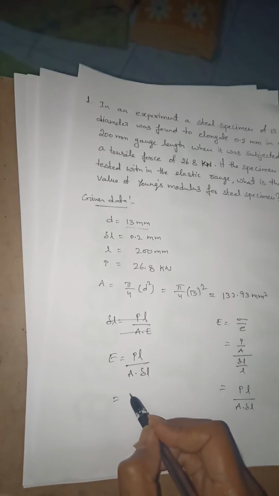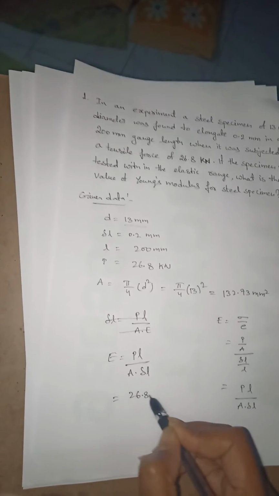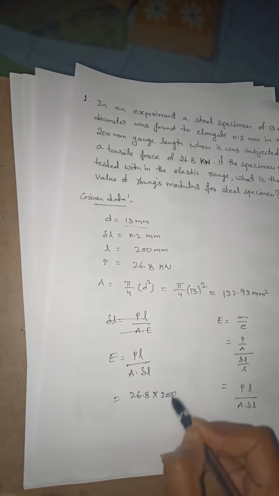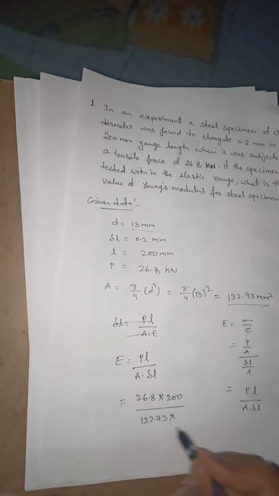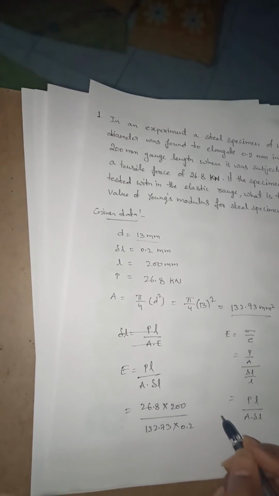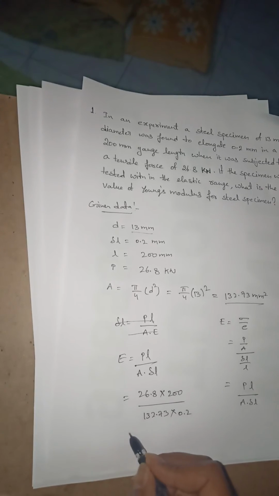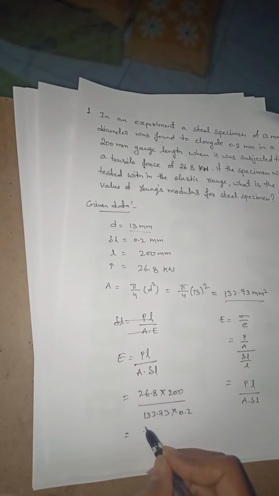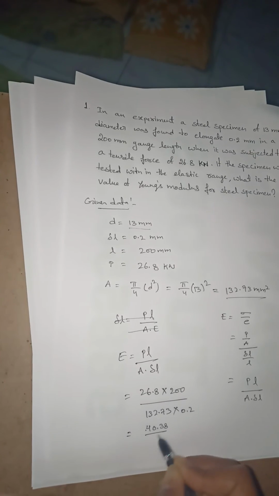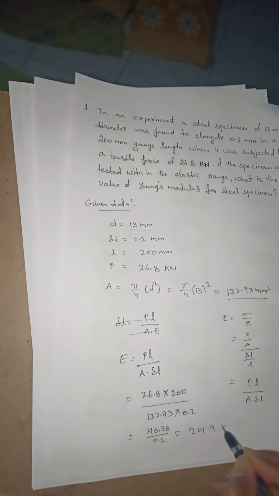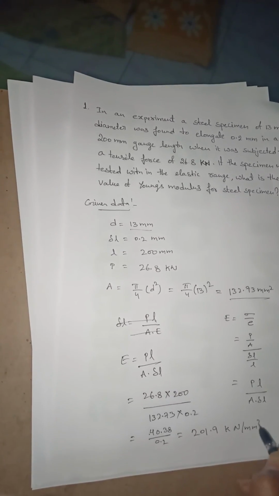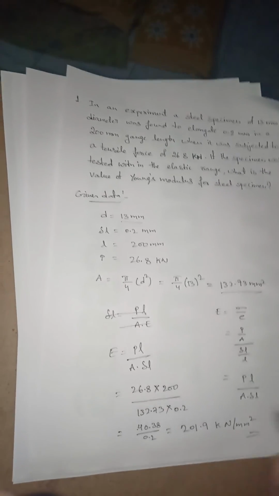So all the values we have. That is P, 26.8, into L, 200, divided by A, 132.73, into delta L, which is 0.2. You can substitute the values and get it from the calculator. The value is about 40.38 by 0.2, that is equal to 201.9 kilonewton per mm square. So this is our final answer. Thank you for watching. Thank you so much.